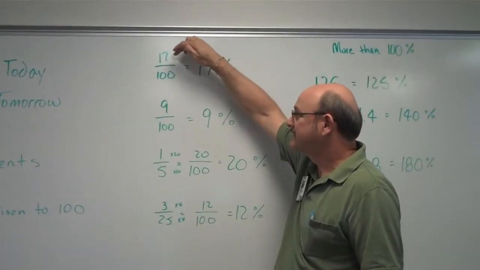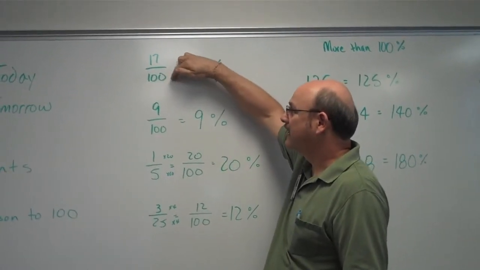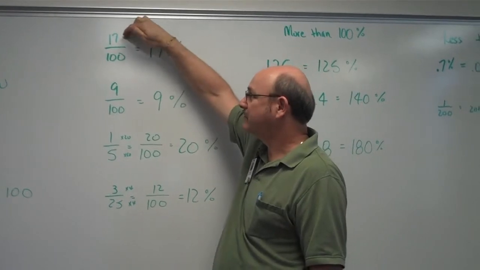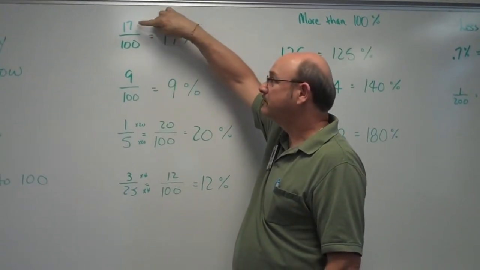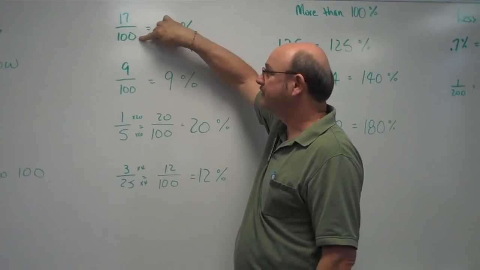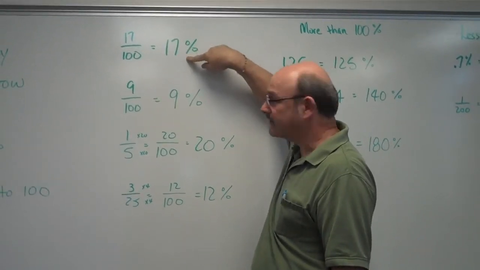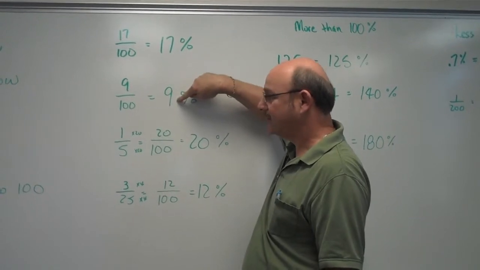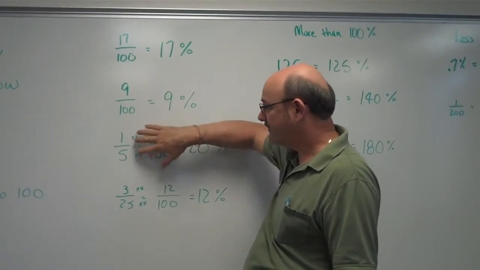We have 17 hundredths. Okay. Well, if we're comparing this to 100, we have 100%. So any number over 100 will be that percent. 17 hundredths, therefore, is 17%. 9 hundredths is 9%.